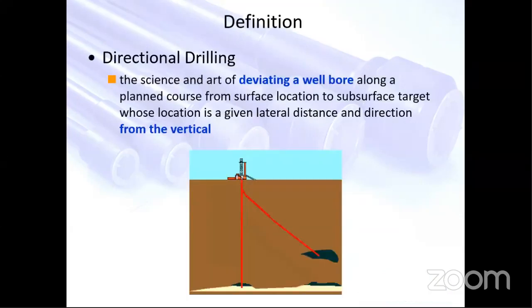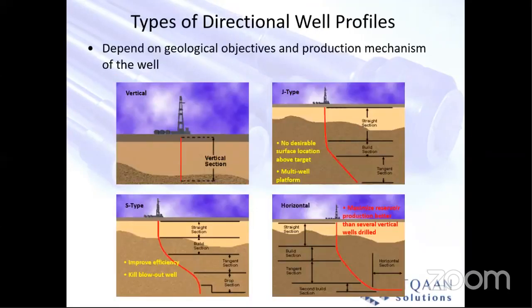Okay, directional drilling. Let's start with the definition of directional drilling, which is the science and art of deviating a wellbore along a planned course from the surface location to the subsurface target, whose location is given by a lateral distance and direction from the vertical, as shown by the picture below. Here we have the main common types of directional well profile. Actually, it depends on the geological objective and production mechanism of the well. Let's start from the top left corner with the vertical, which is the conventional one.